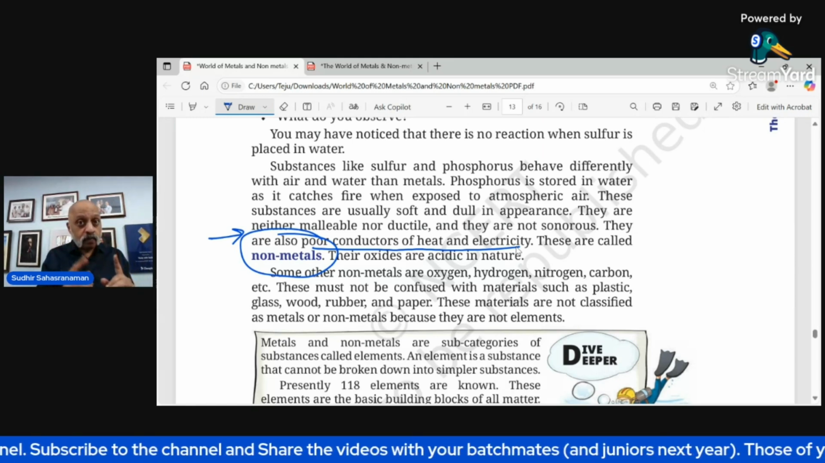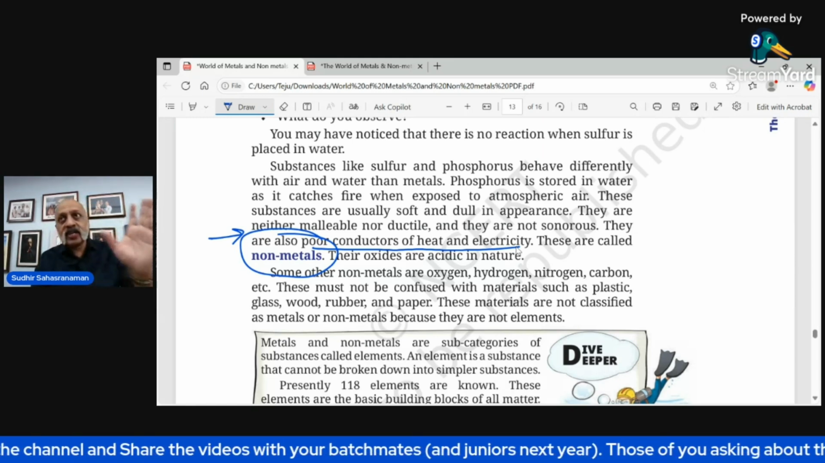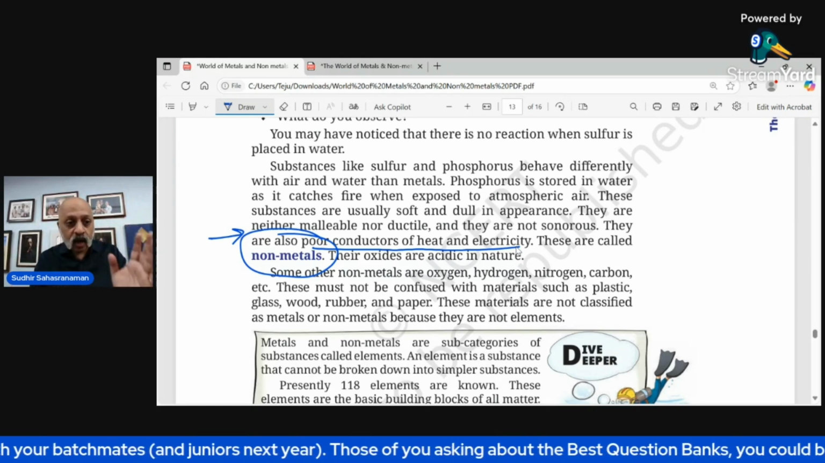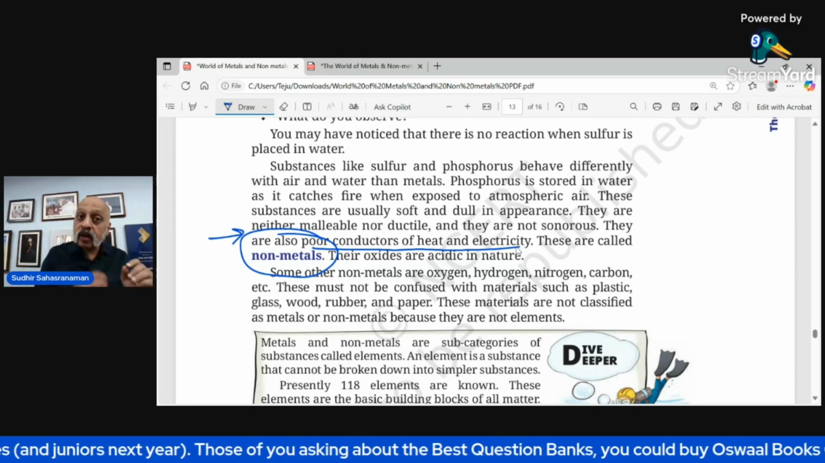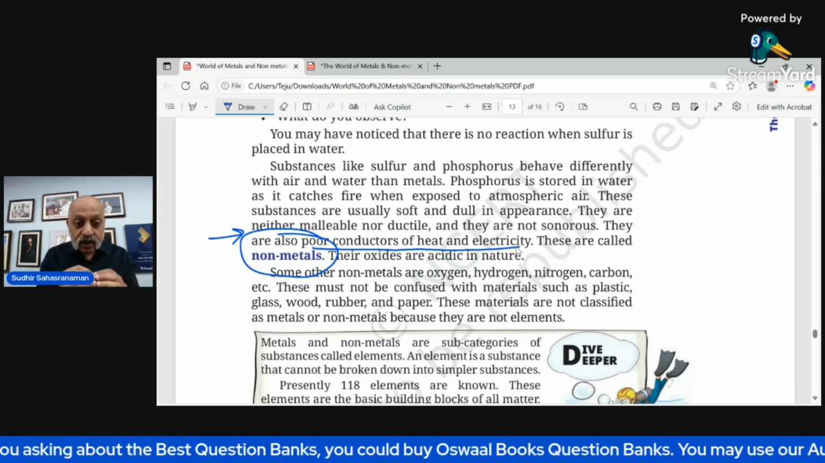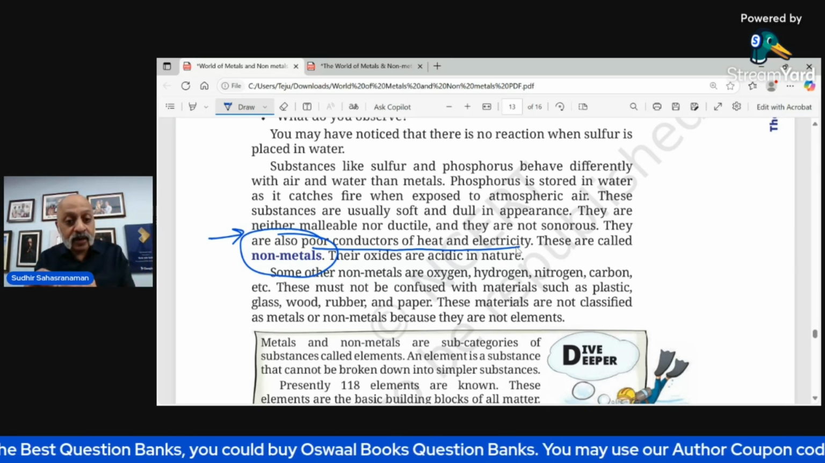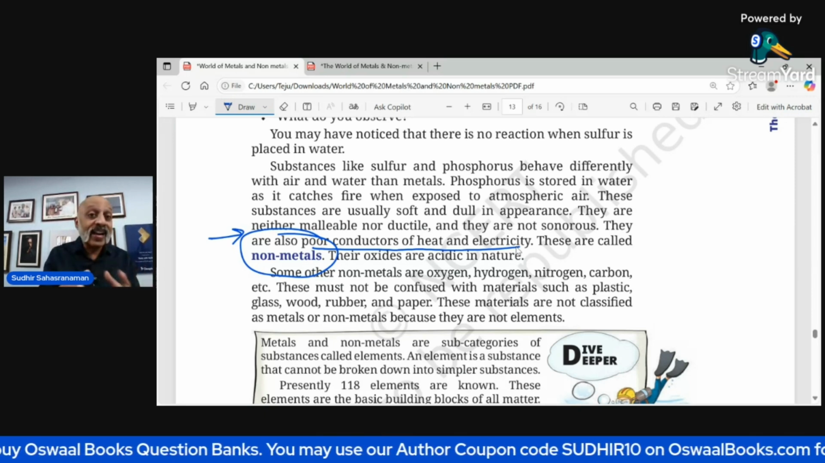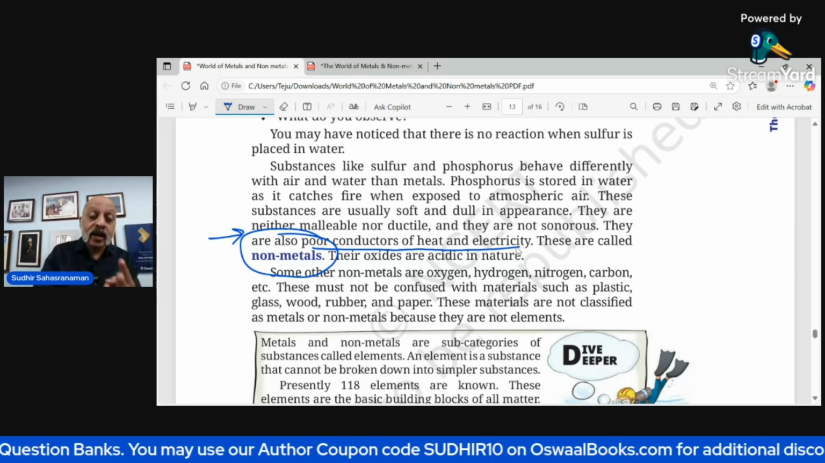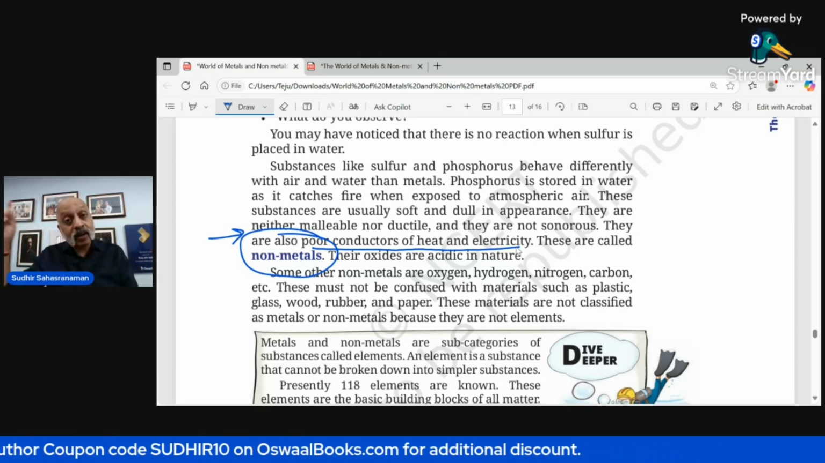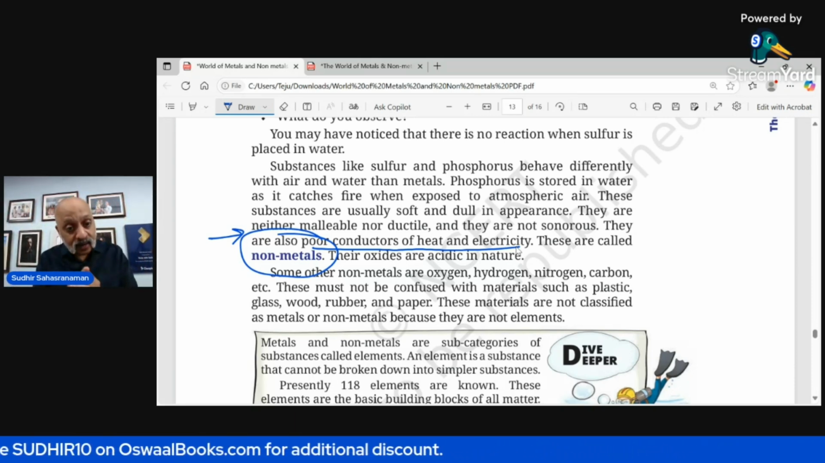Now there are some non-metals like oxygen, hydrogen, nitrogen, carbon, which you will find in the periodic table. These must not be confused with materials like plastic, rubber, wood, etc., because these materials are not classified as metals and non-metals, since they are not elements. Whereas oxygen, hydrogen, nitrogen, etc. are elements which you will find in the periodic table, about which we will study in class 9.